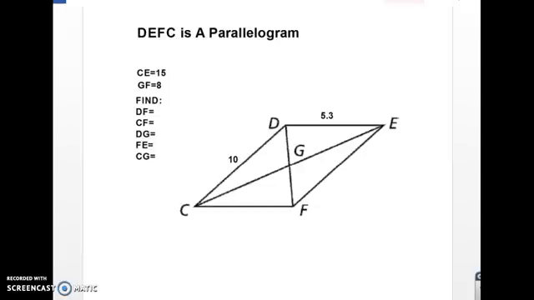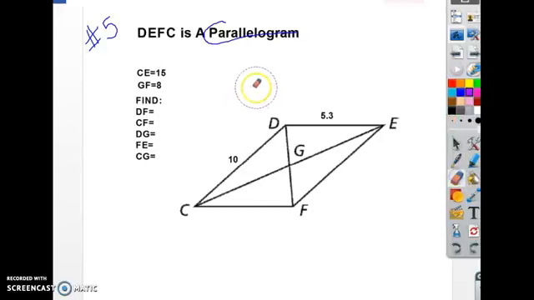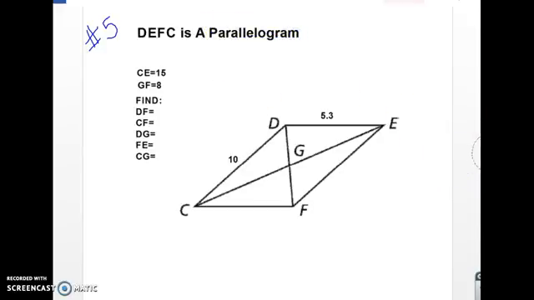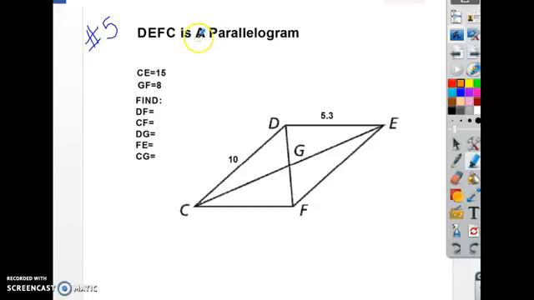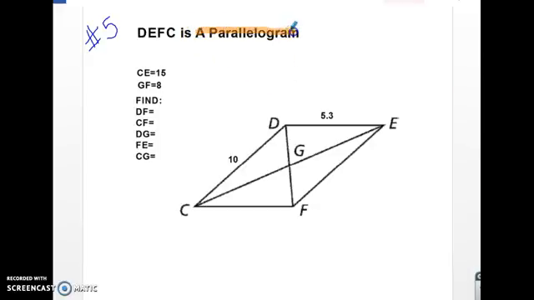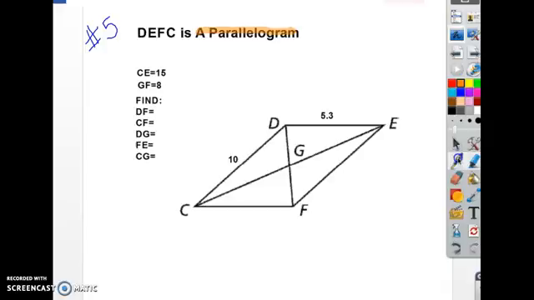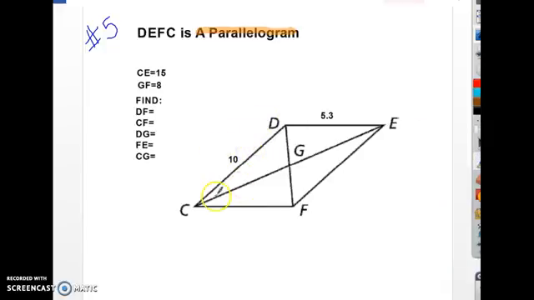All right, for those of you who are following along at home, we are now looking at station number 5. Again, big thing here is we have a parallelogram. So if you have your notes out, why don't you turn to the page that contains our definition and properties of a parallelogram. We have a parallelogram. Now, I'm going to label in what we were given: CD is 10. It's already marked in there. DE is 5 3/10.